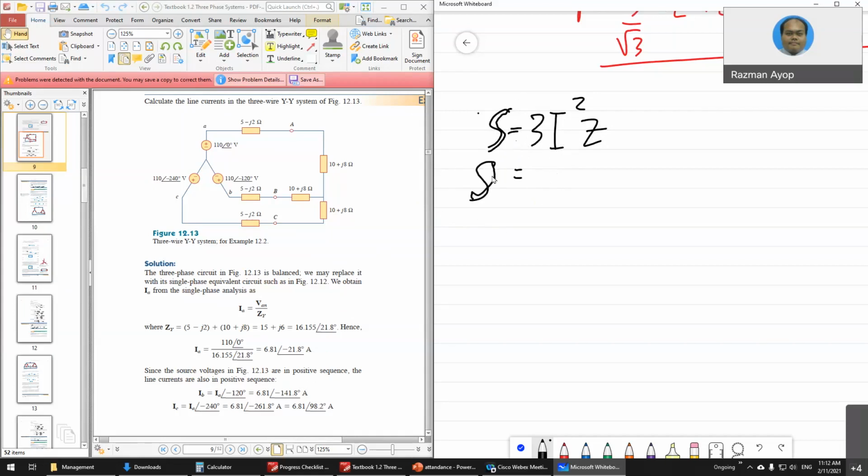So S equals 3 multiplied by the current, 6.81, squared. Do not take the angle. If you have squared, do not take the angle. And then Z is 5 plus 10, which is 15, because it is in series.